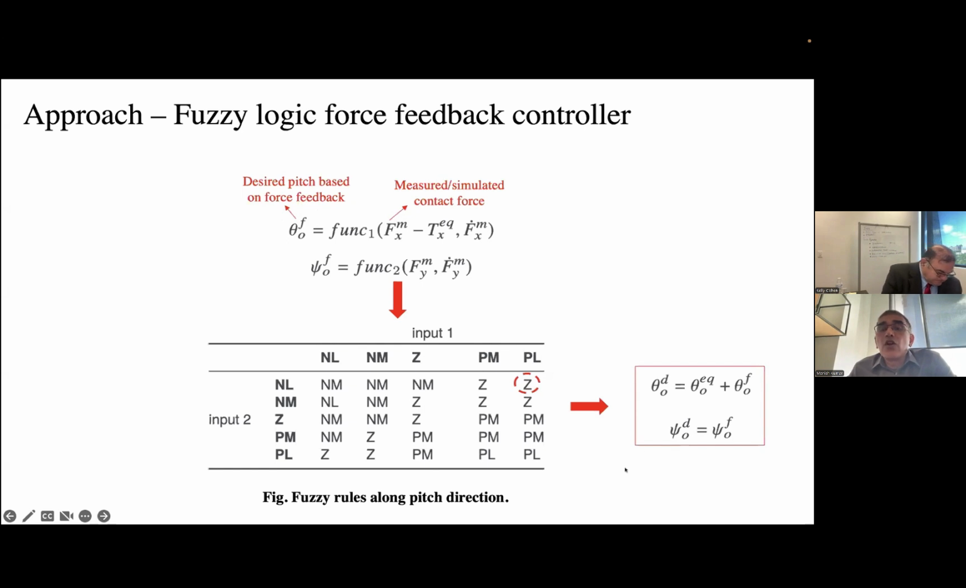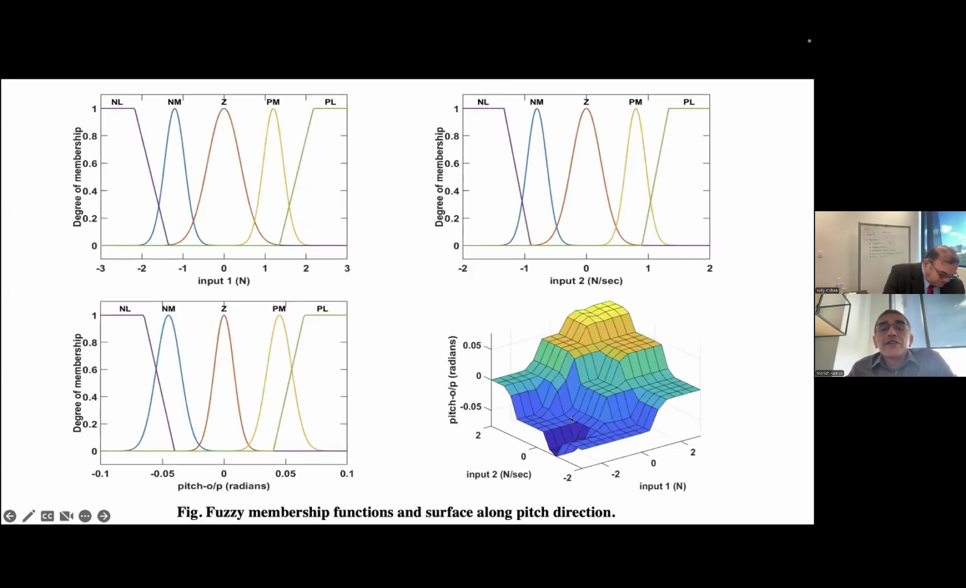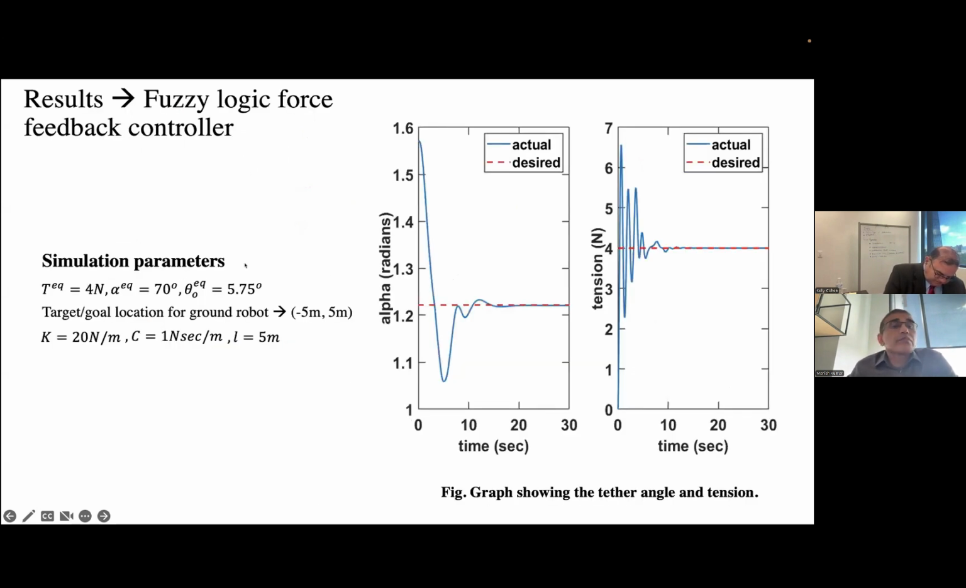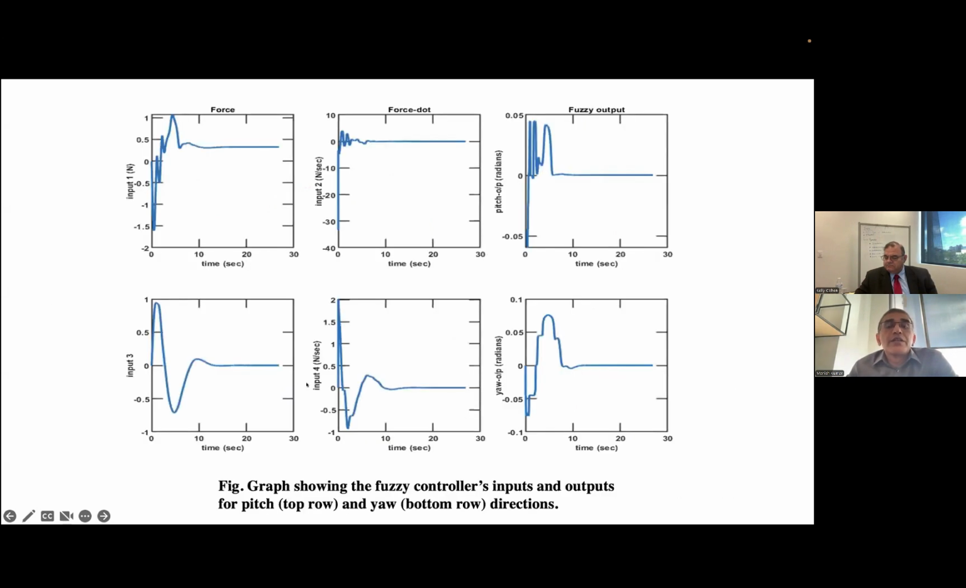So using that kind of logic, we wrote down this fuzzy rule base, using 5 membership functions. And what you see over here is the control surface. So these are some of the results. This is the tether angle that you see, the desired and actual converge. Likewise, the tension converges to the desired value. This is all simulation.